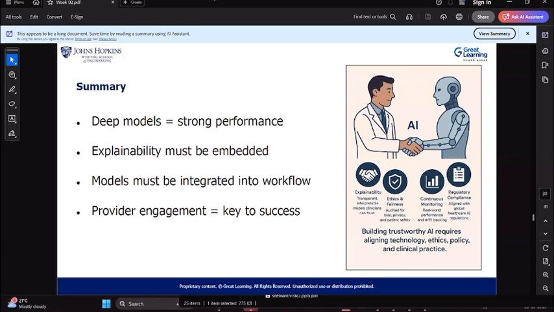So the providers are the users of the model. Yes, mostly them, and the admin staff, clinical staff and the admin staff, both. Any other questions, guys?